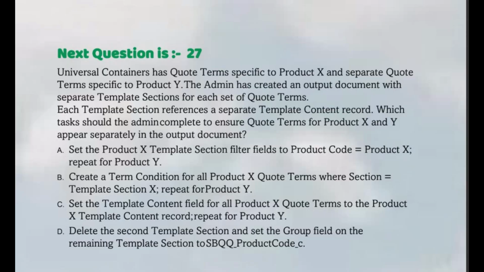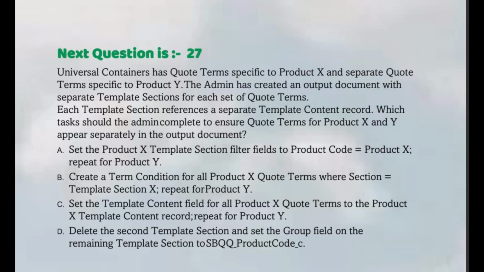Question is Universal Containers has code terms specific to product X and separate code terms specific to product Y. Admin has created an output document with separate template sections for each set of code terms. Each template section references a separate template content record. Which tasks should the admin complete to ensure code terms for product X and Y appear separately in the output document?